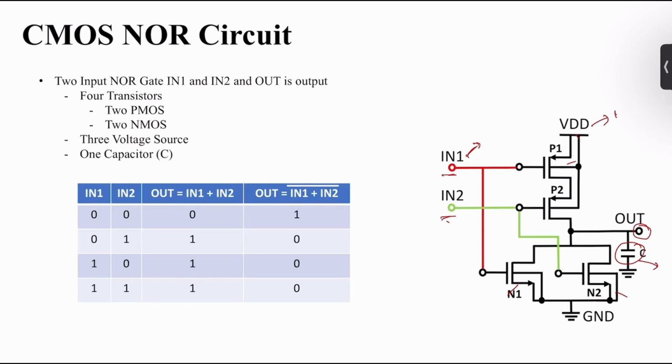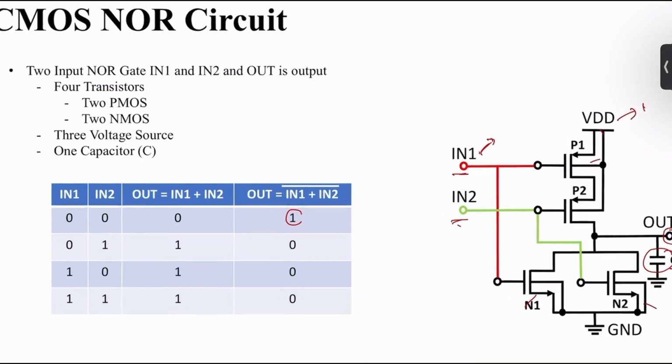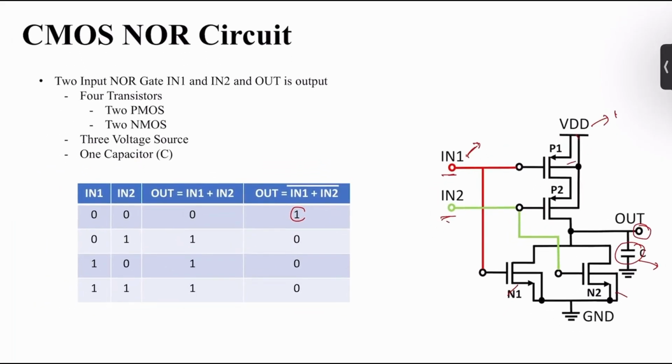Now let's see the truth table of the NOR gate. As we know, for inputs 0 0, in the NOR we should get an output of 1, and for 0 1, it comes to 0. Let's see one case, for 0 0 and 1 1. For 0 0, input 1 is 0 and input 2 is 0. At that time P1 and P2 will be on. For a NOR circuit, it's like switching.